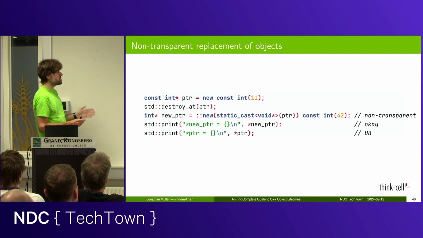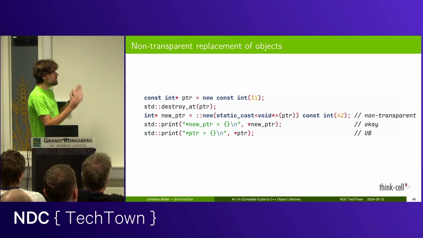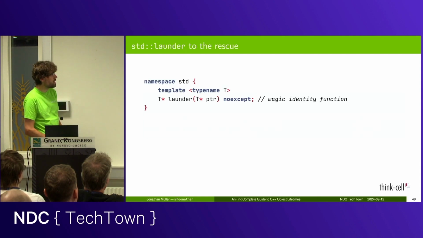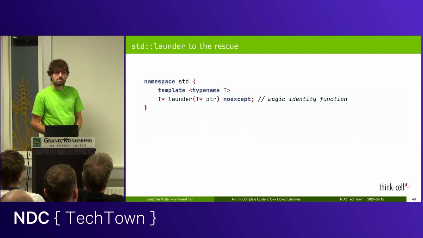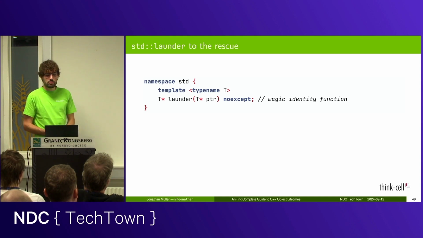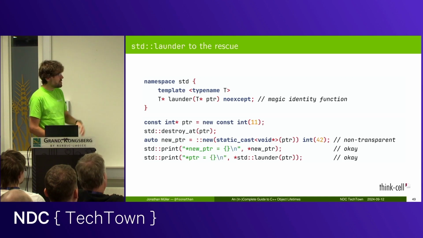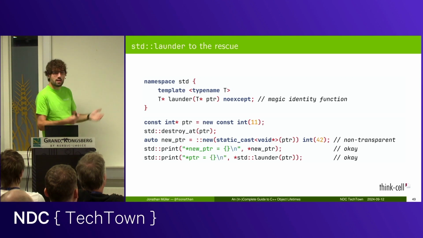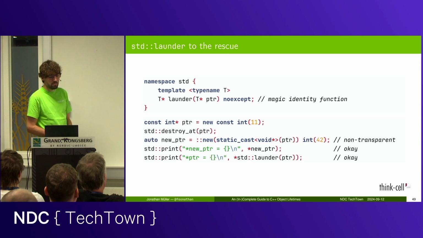But what if you really want to do this for some reason? Is there any way you can continue using pointer? Well, you can use launder. So launder is a magic identity function. It takes a pointer and it returns the same pointer unchanged, but now it essentially forces the compiler to do a reload. So if you launder a pointer, this is fine. It essentially means, hey compiler, there might be a new object at this place now, so forget everything you knew about the pointer and try again, right? And this makes it fine.